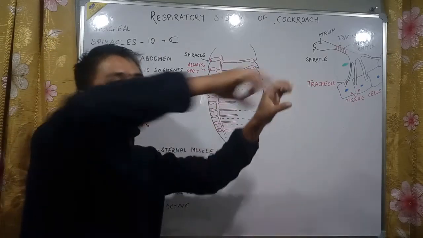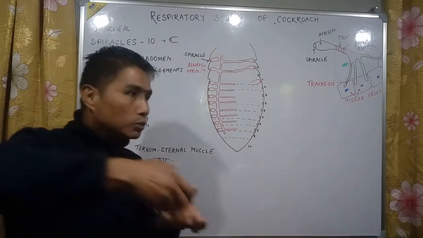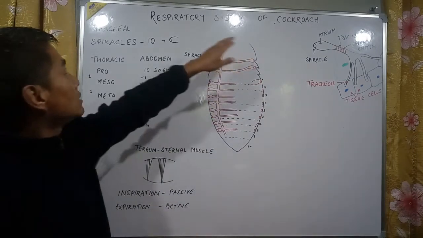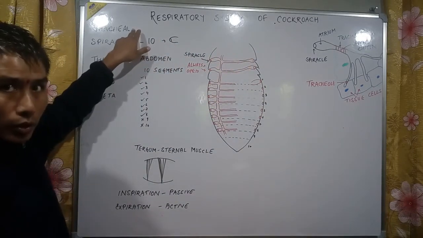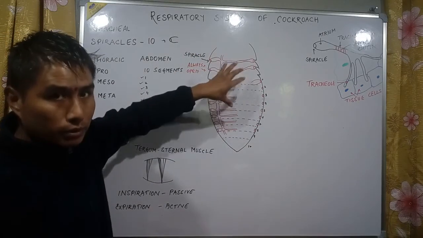So there is a network of pipes. Likewise, in a house also we have a network of pipes through which water runs. So likewise a network of pipes is there, which is known as the tracheal system. So this is the network of pipes which runs.